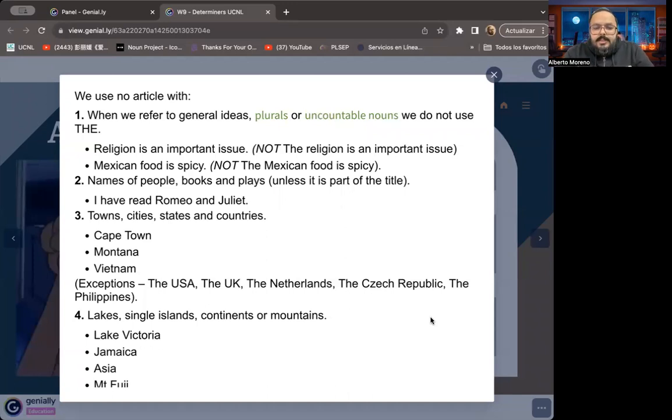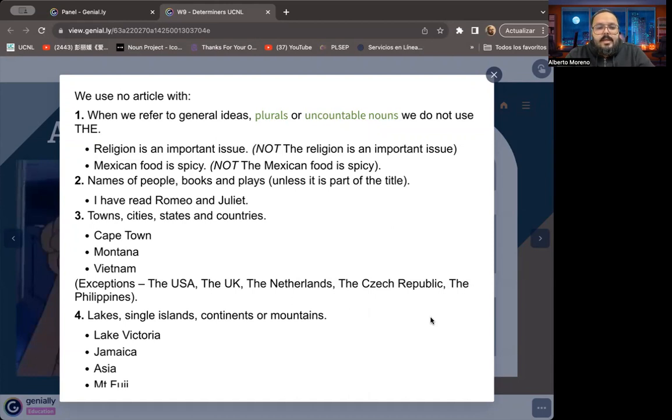Otro ejemplo es Mexican food is spicy. La comida mexicana es picosa. ¿Es correcto decir Mexican food is spicy? Sí. Lo que no es correcto es decir the Mexican food is spicy. ¿Por qué? Porque no es necesario. Estamos hablando de la comida mexicana en general, no de un platillo en específico.